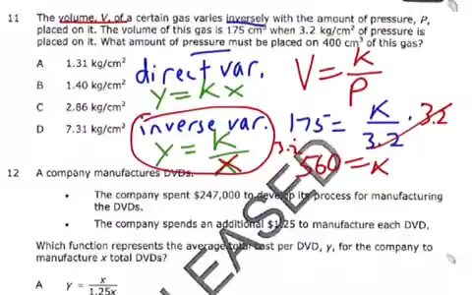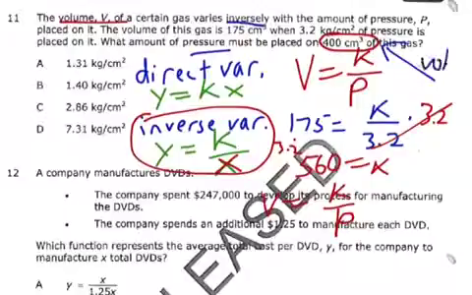And now that we know that constant, now we can use that for the next part of our formula, which says what amount of pressure must be placed on 400 cubic centimeters of this gas. So now I'm going to write down my V equals K over P again, but now I actually know what my constant means. My constant is 560. So now 400, so this is our volume. So I'm going to plug that in for V. And I'm going to solve for my pressure because I know my constant K is 560.